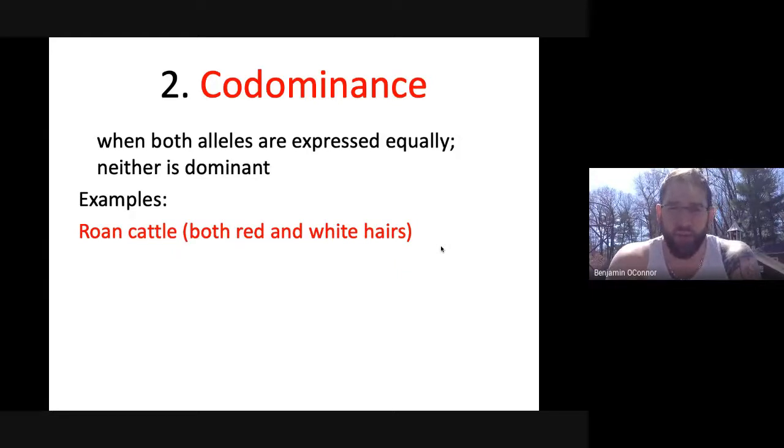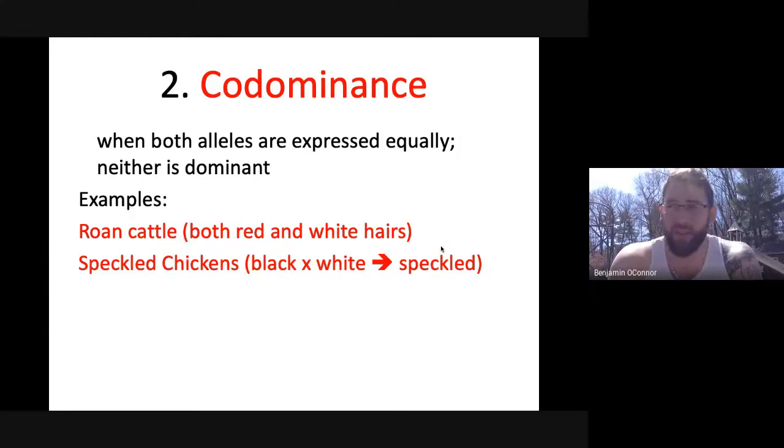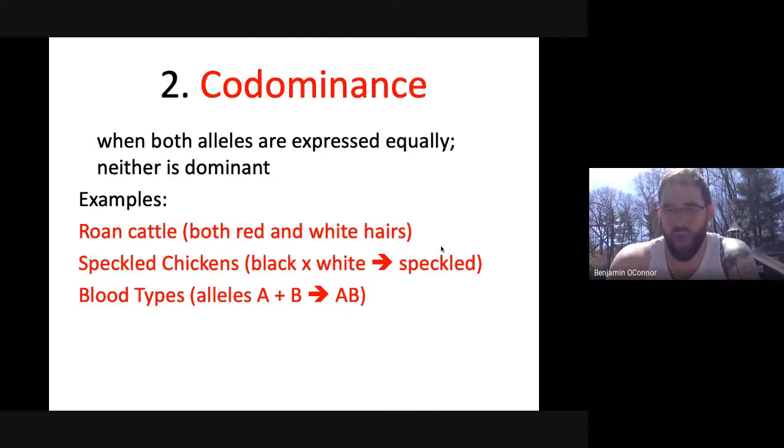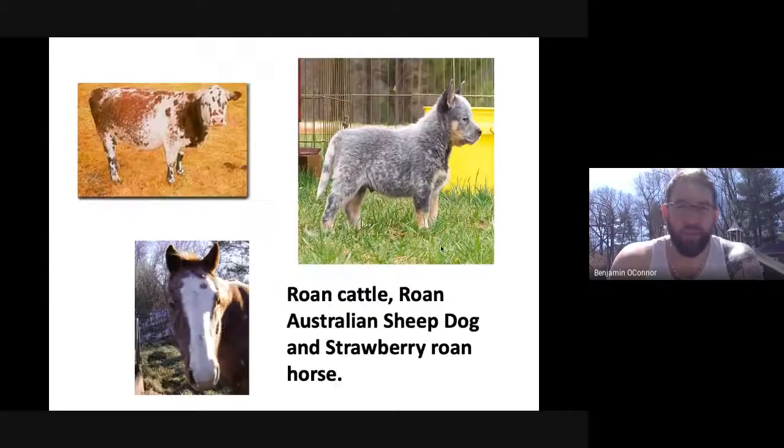So a roan cattle has both red and white hairs. You can also think of that as just a normal milk cow, black and white. Speckled chickens, and your blood types. Blood types get talked about a lot in genetics because it's a very interesting concept to see how it flows from parent to offspring. These are examples. On the top left, that's your roan cow, with white and red hairs present there.